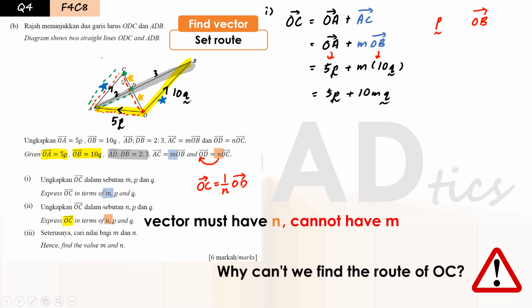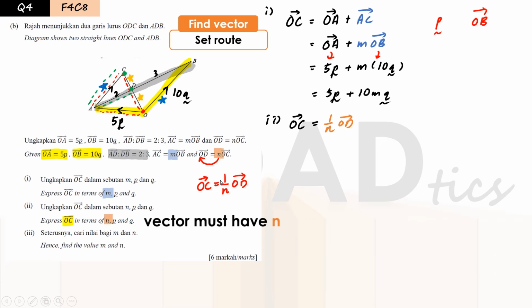Okay, reason is because we used AC. AC is related through M. And in the question here, we cannot have M. So we cannot find the root. Alright, so we are going to use this way, which is using the equation, rearrange here and there to find the vector. Okay, so now if we want to find OC, we first need to figure out OD.